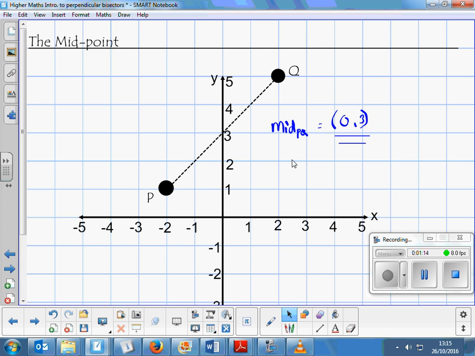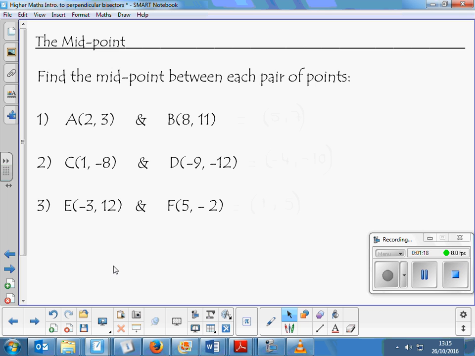Okay? So what I want you to do now is work out some midpoints between each of these line segments. If you pause the video now and work these out, I'll reveal the answers next. So hopefully we've worked them out and we've gotten (5, 7), (-4, -10), and (1, 5).